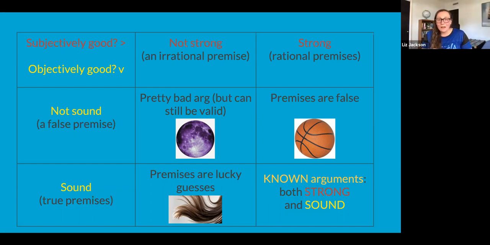And then you can have arguments that have premises that are both rational to believe and true. And that's going to be known arguments. Known arguments are going to be both strong and sound. So hopefully that kind of sums up what we've talked about so far in a helpful way.